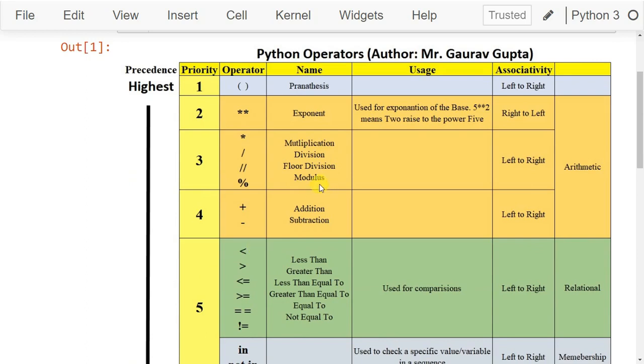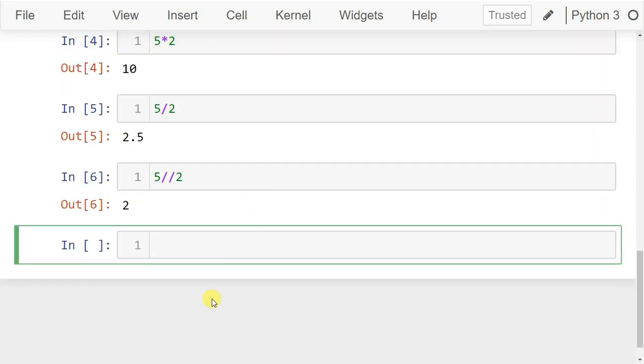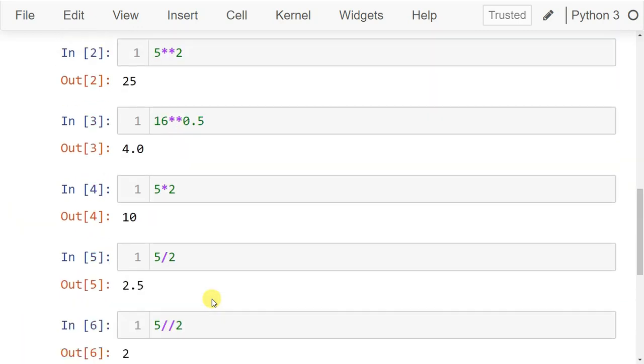Then we have the modulus operator, which is represented by the percentage sign. What this modulus operator does is give us the remainder. If we divide 5 by 2, then the remainder will be 1. Similarly, if I divide 13 by 7, the remainder will be 6. So percentage is used to find the remainder and it is called the modulus operator.